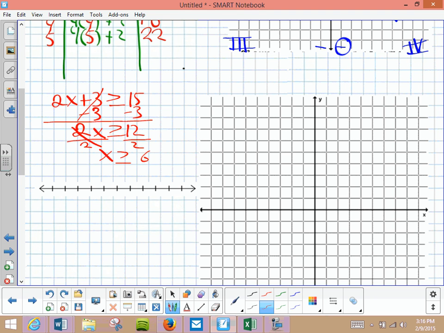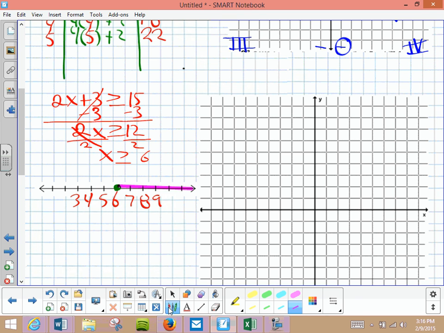So again, we're going to grab 6 and put it right in the middle. 7, 8, 9, 5, 4, 3, right? That's all we need. Then you're going to come over here and go, well, where's 6? Is it closed or open? Closed, right? And which way is the direction going? To the right. To the right.